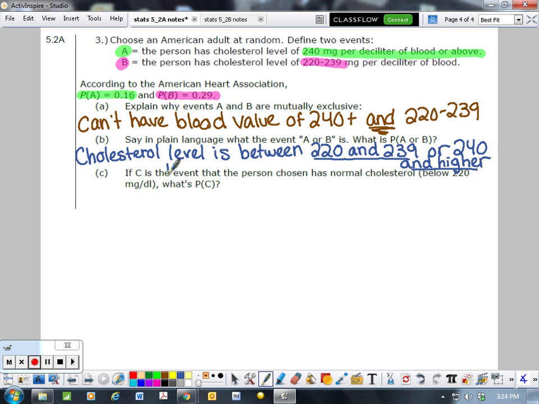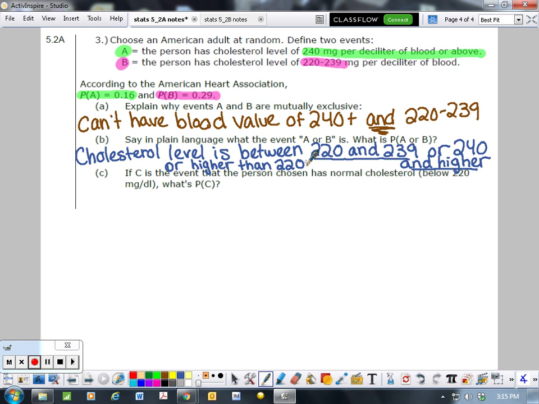Cholesterol level is higher than 220. That would be a more short, sweet, to the point. But that takes real understanding of what they're asking you, rather than just saying it's A or B. So you can tell those differences by reading people's responses. What is the probability of A or B?